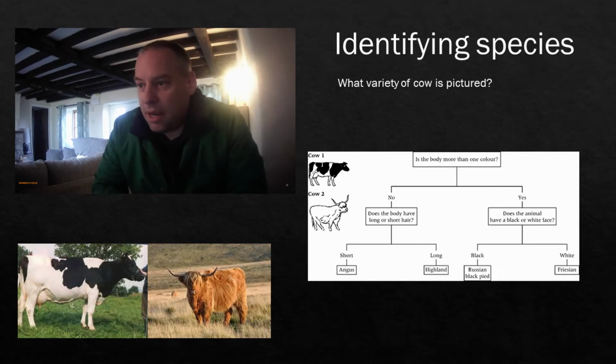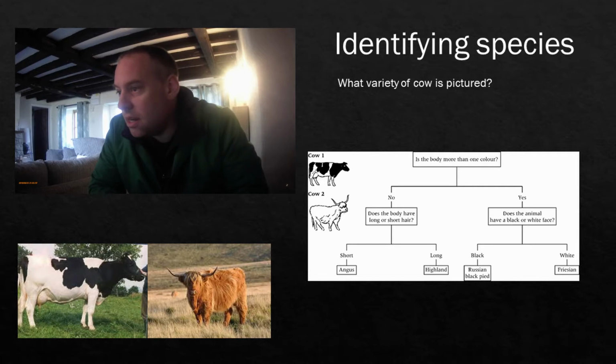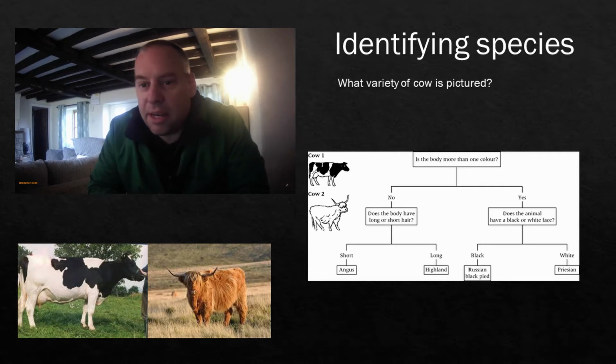So is the body more than one colour? No, the first one. Yes, it is. Does the animal have a black or a white face? Well, we'll look at that. Well, it's got a black face, so that would be a Russian black-pied cow. And that would be our way of being able to identify them. They're very useful tools. Now, let's look at building one.